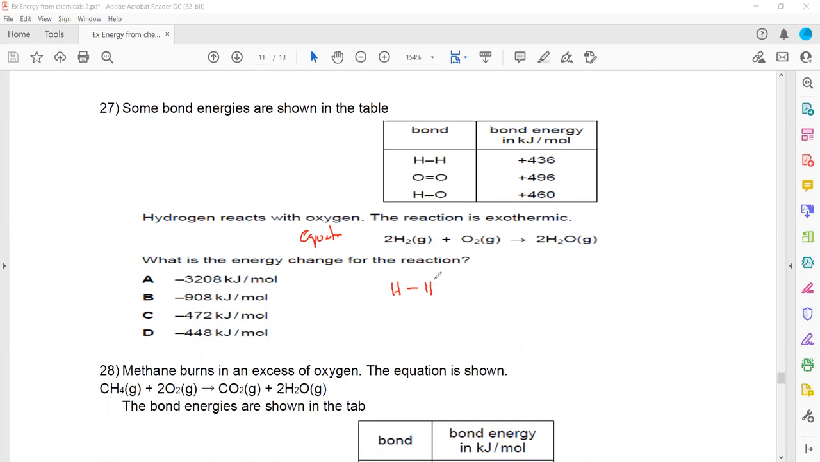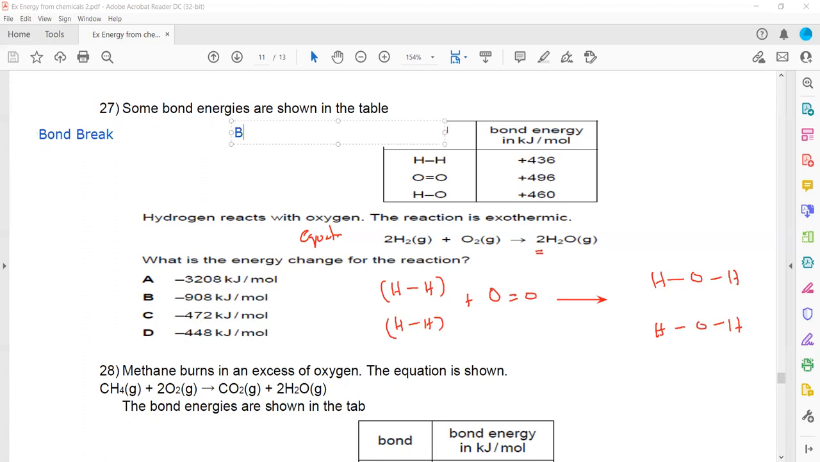H2 means a hydrogen single bond is there. O2 means oxygen double bonded with oxygen. And H2O means H, oxygen, and then H. And there are two molecules, so there will be two molecules of H, O, and H. So the reactant side is the bond breaking side, whereas the product side is the bond forming side.